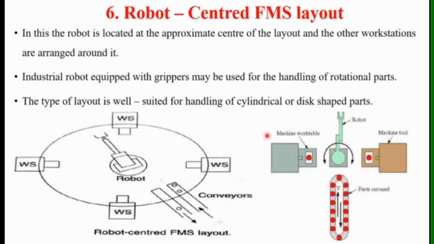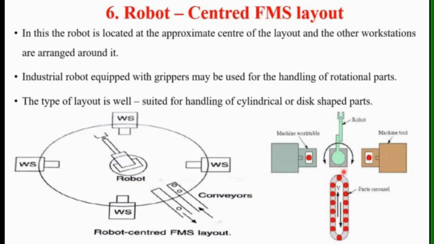Then robot centered flexible manufacturing system layout. In this, the robot is located at the approximate center of the layout, and the other workstations are arranged around it. Here in this figure we can see this is the robot, and these workstations are located around this robot. The robot takes these components, loads them on this machine, then on the second, third, likewise, and finally it is unloaded. So these workstations are arranged around this robot. This type of layout is called a robot centered layout.